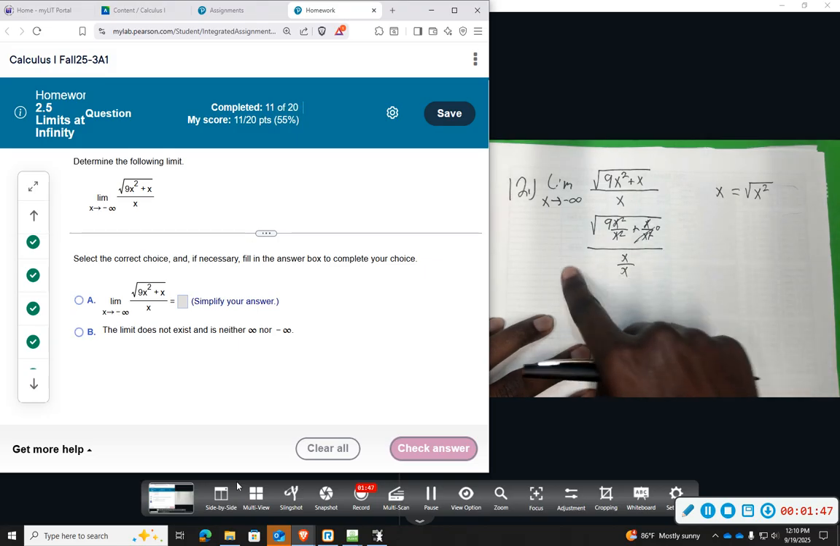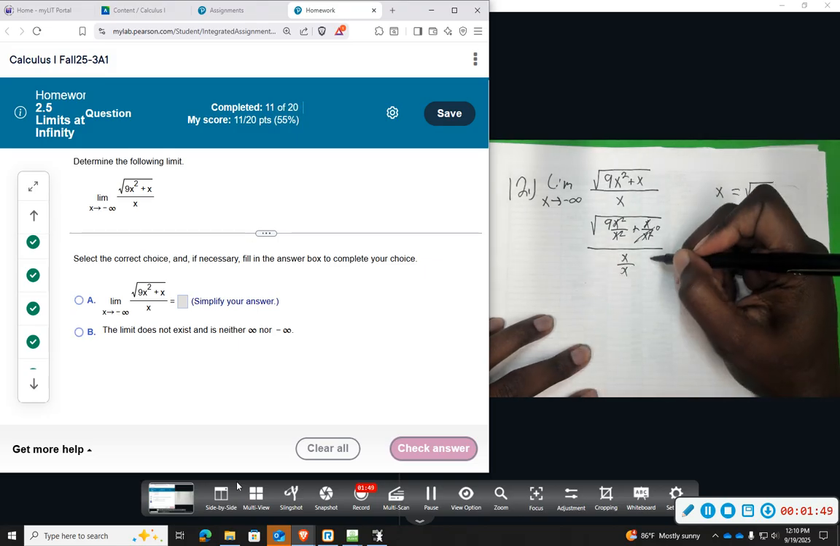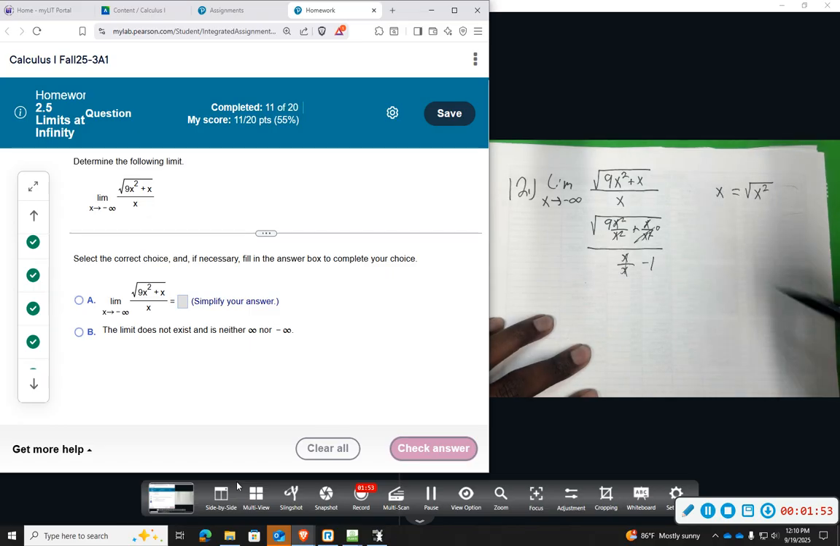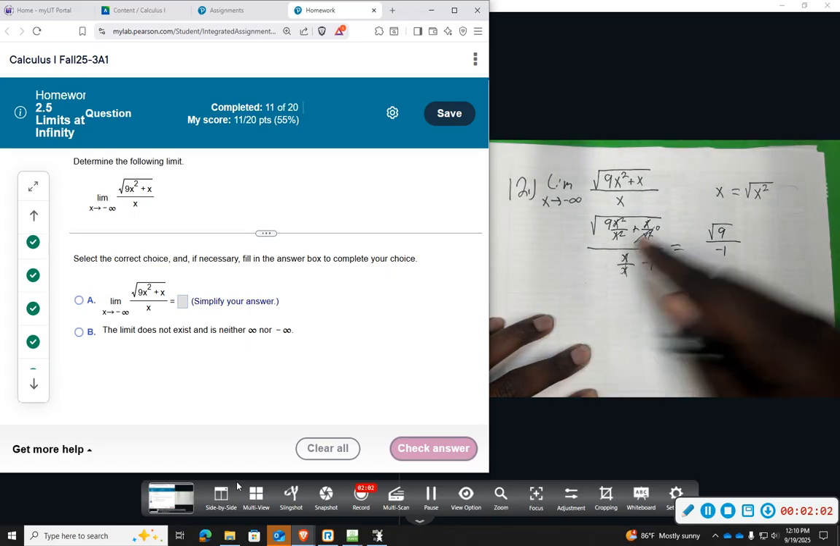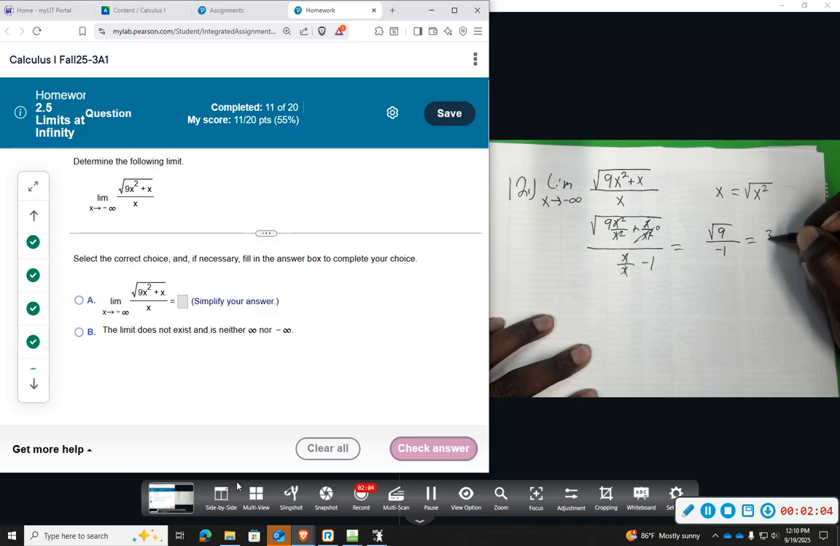But since it's getting big in the negative direction, you got to think about this being like a negative 1. And then we have the square root of 9 divided by the negative 1, because we're going toward negative infinity, and that will give us 3 over negative 1, which gives us a negative 3.